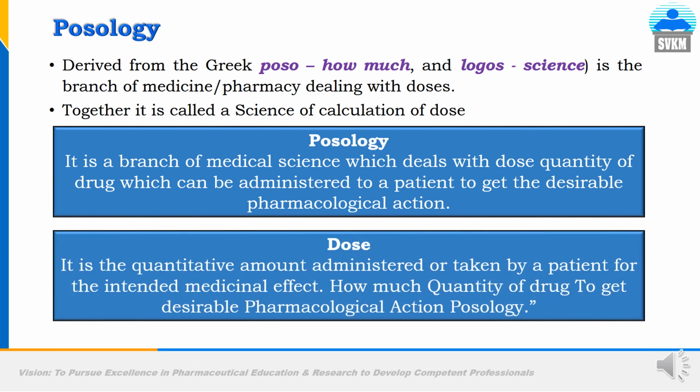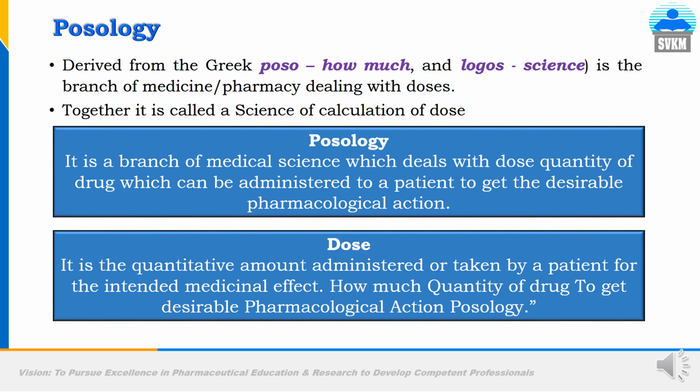So before we discuss posology, we should know what is meant by dose. We can say that a dose is a quantitative amount that we administer, or that is taken by the patient, for an intended medicinal effect. If we want an intended medicinal effect, for that purpose we need to take some amount of substance or drug or medicament that is going to show the action. That amount is nothing but dose.